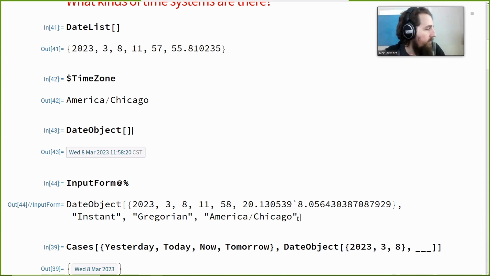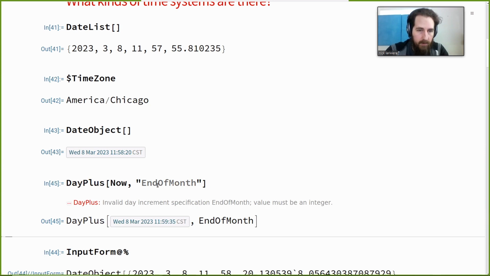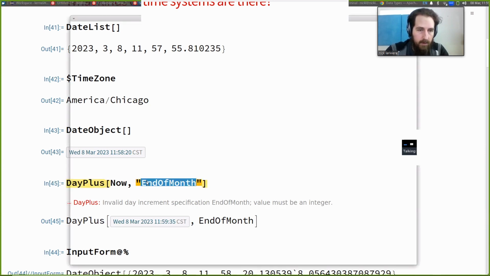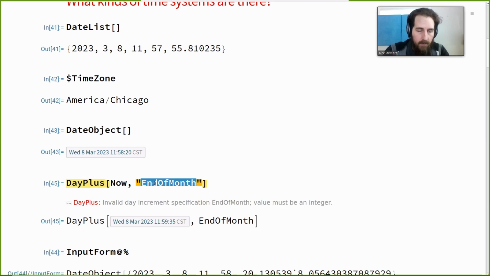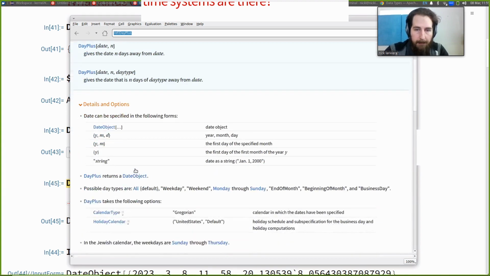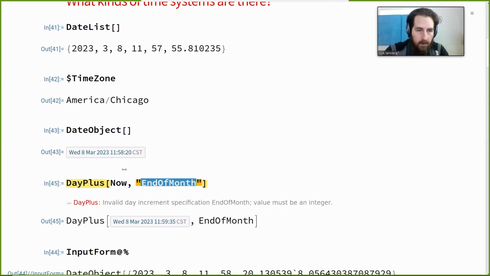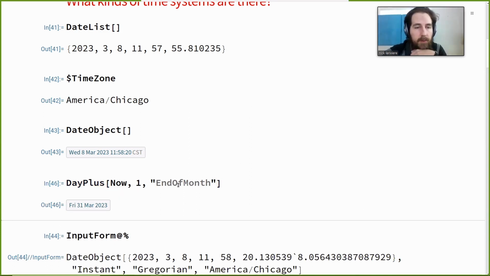Is there a function to return the last date of a given month? There is. There's a number of different ways to do this, but this is not the most convenient form to look at, but there is an end of month day type.